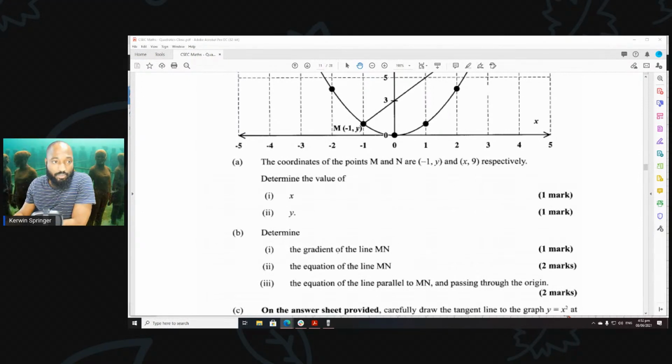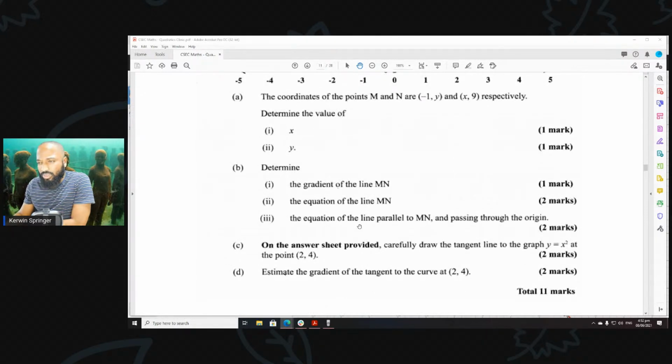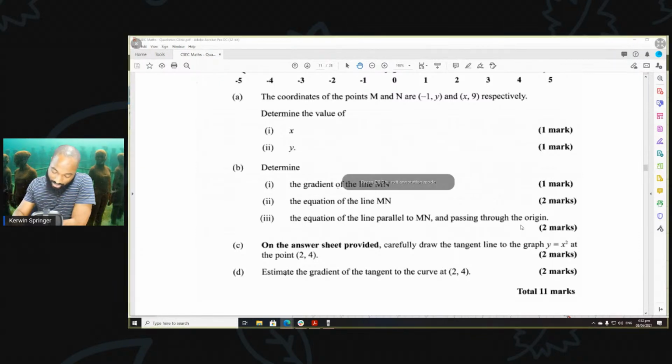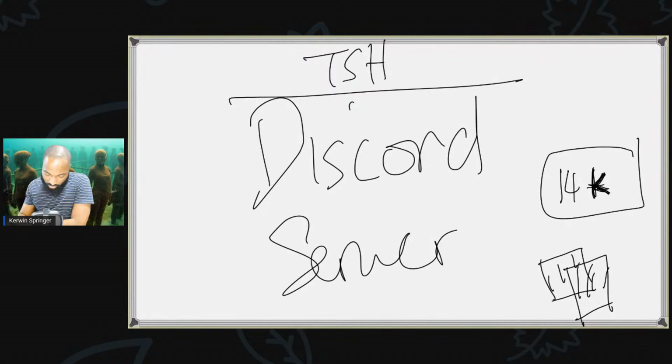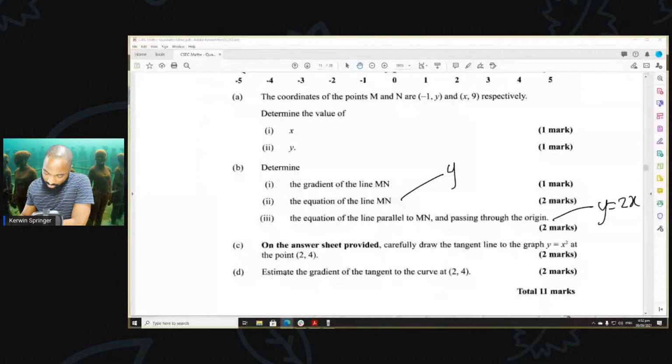All right, so let me keep rolling. The equation of the line parallel to MN and passing through the origin. All right, so this is free marks. This is y is equal to 2x, and the reason why is that the equation of this line was y is equal to 2x plus 3. If you have a line parallel to this, it must have the same gradient. And since it's passing through the origin, the y-intercept is 0. So y is equal to 2x is the answer there.